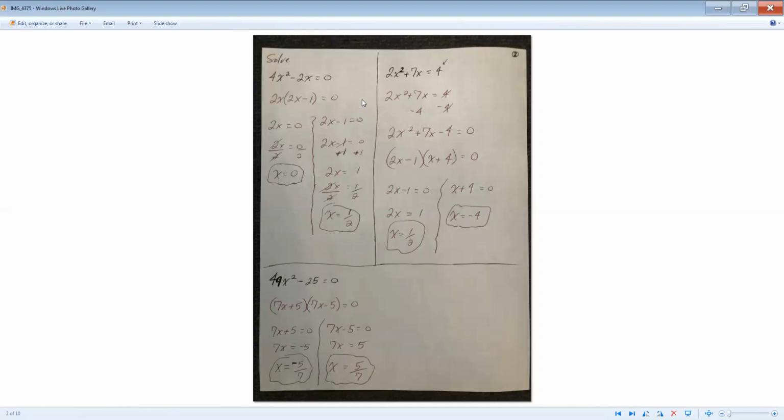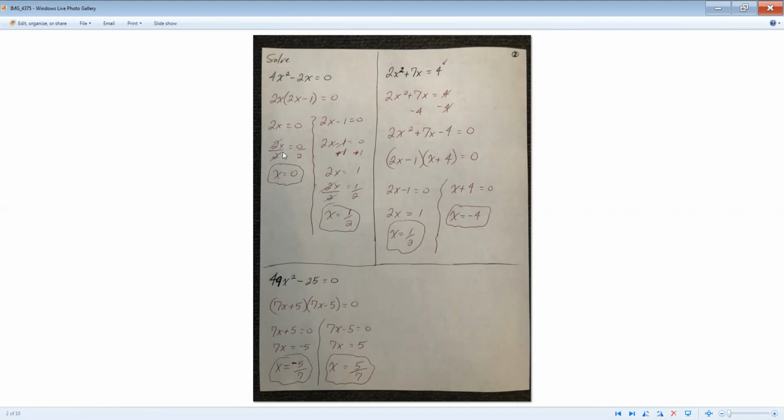All right, so here, 4x squared minus 2x equals 0. So the first thing I would do is go ahead and factor out 2x. That's my greatest common factor from the 2 terms. Factor out 2x, that leaves me with 2x minus 1 in my parentheses. Now that I factored completely, I can set 2x equal to 0 and 2x minus 1 equal to 0 separately.